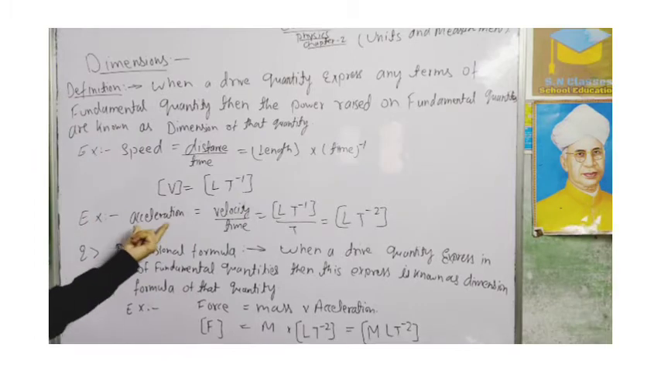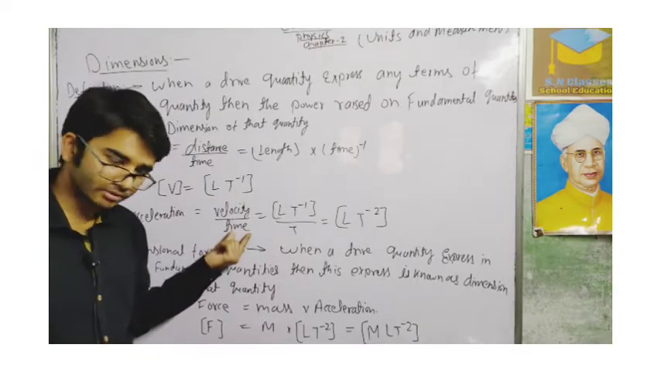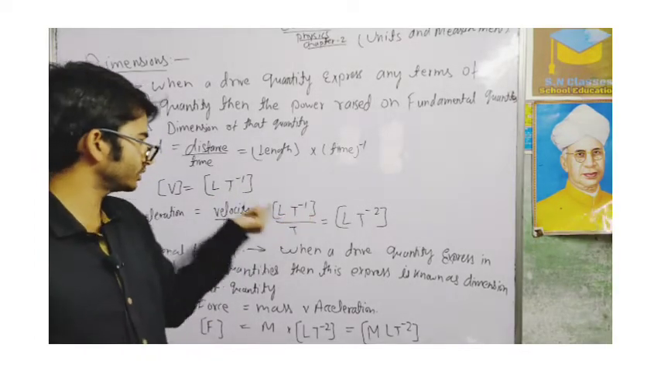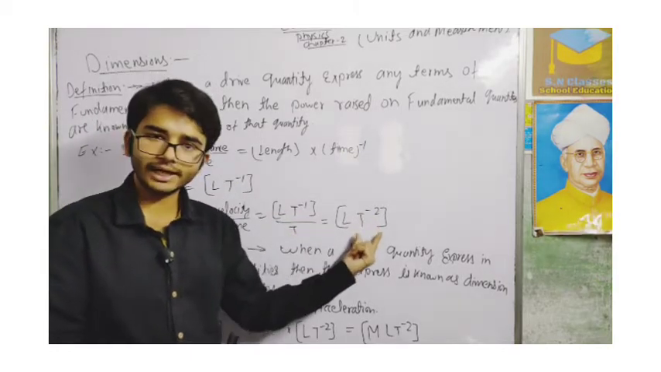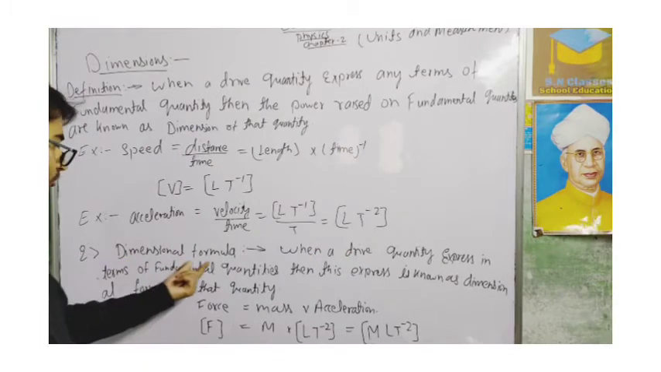When you find another example like acceleration, the formula is acceleration equals velocity per unit time, and the formula for velocity we have already found, L t^-1, divided by time, comes to be L t^-2.